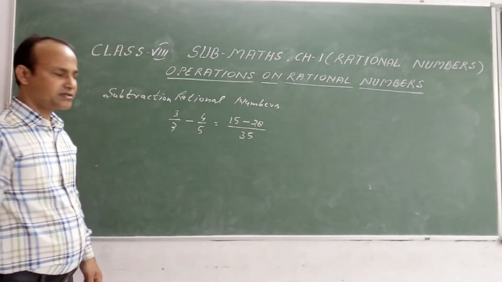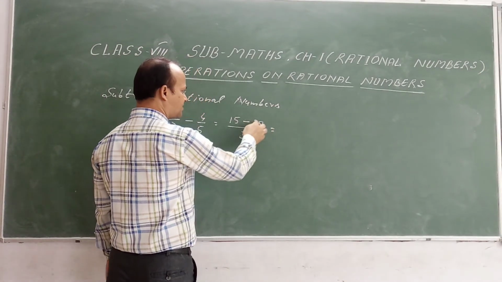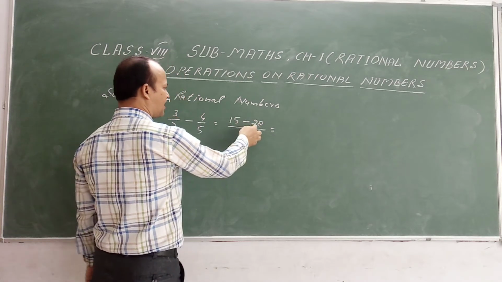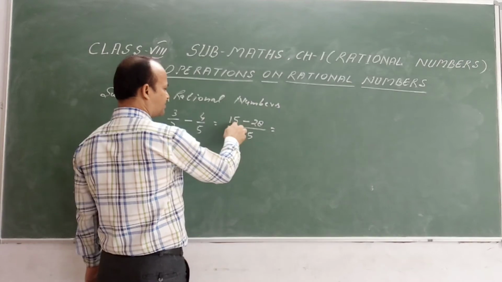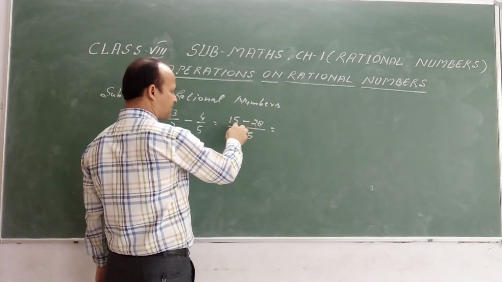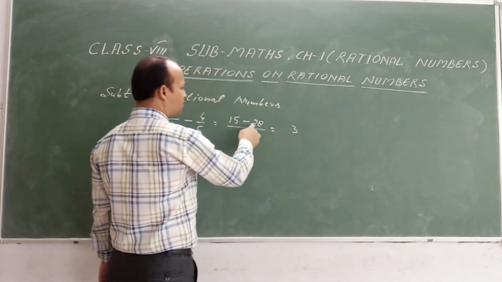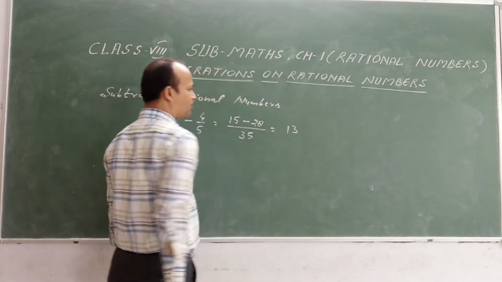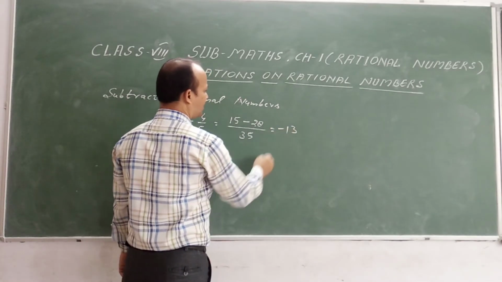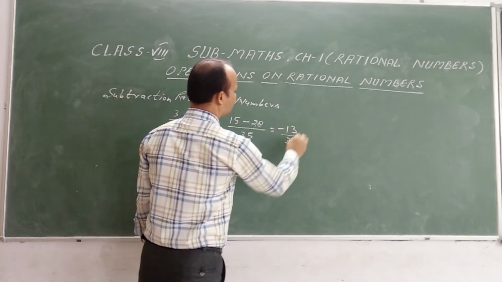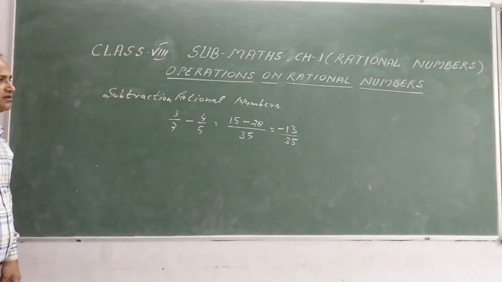Now subtract it, that is 8, it's a large digit, subtract from large to small, subtract 5 from it, 8 minus 5, that will be 3, 2 minus 1, 1, put the sign of larger digit, that is minus 13 upon 35. This is the subtraction of rational numbers.